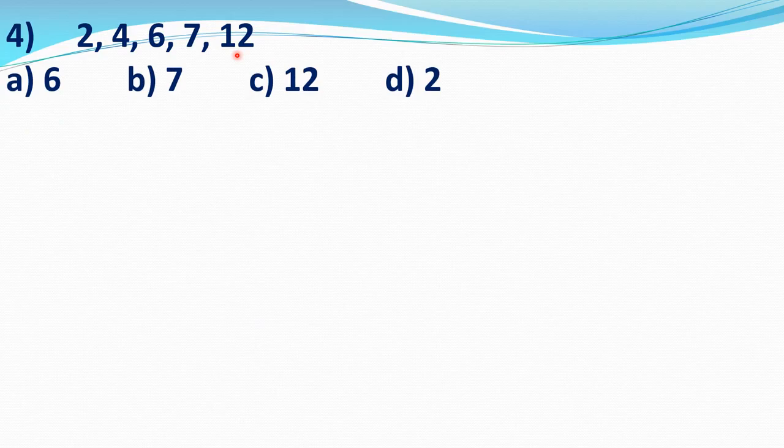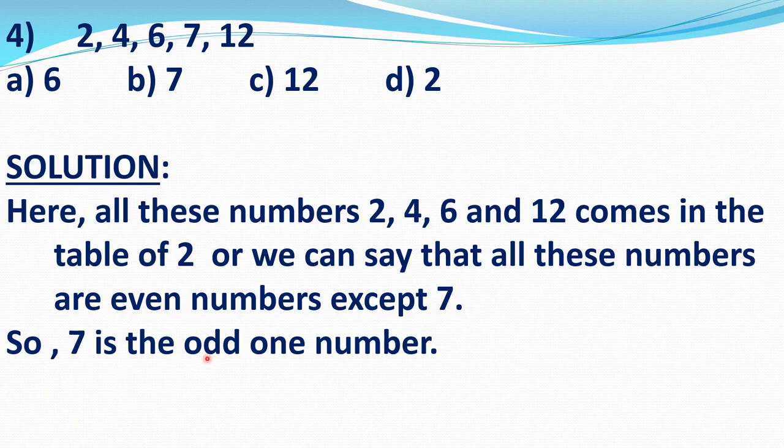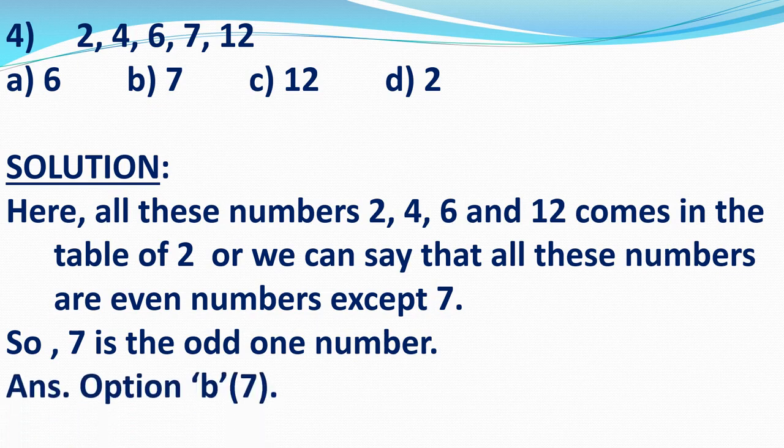Now in question number 4, 2, 4, 6, 7, 12. So options are A 6, B 7, C 12 and D 2. So here you can see all these numbers come in the table of 2 except 7, as well as they all are even numbers. So we can write all these numbers 2, 4, 6 and 12 come in the table of 2, or we can say that all these numbers are even numbers except 7. So 7 is the odd one, and 7 is in option number B. So option B is correct.